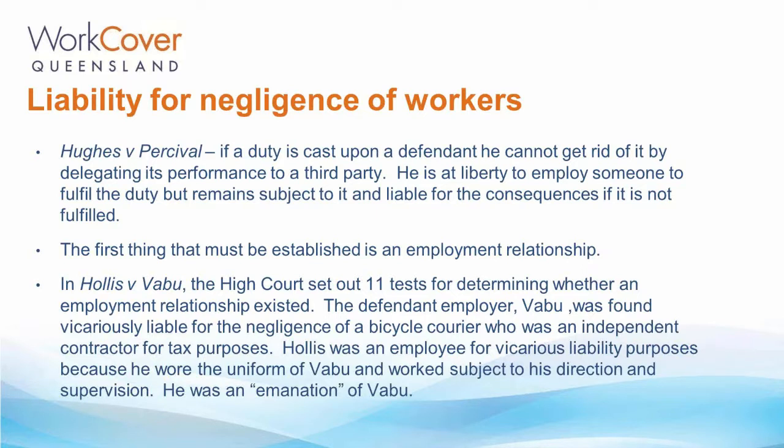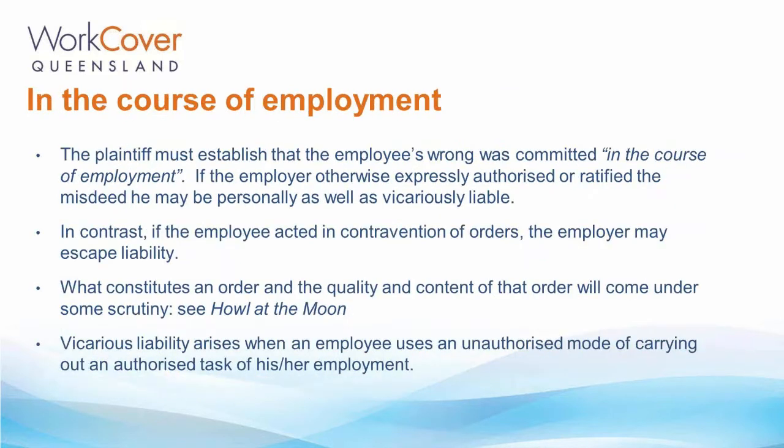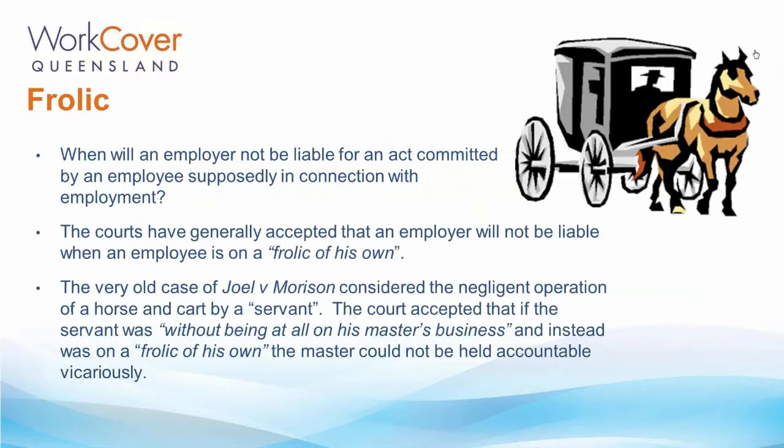Vicarious liability tends to arise when an employee uses an unauthorized mode of carrying out an authorized task of his or her employment. When will an employer not be liable for an act committed by an employee? The courts have generally accepted that an employer will not be liable when an employee is on a frolic of his own. There's a very old case of Joel and Morrison, which considered the negligent operation of a horse and cart by a servant. The court accepted that if the servant was without being at all on his master's business and instead was on a frolic of his own, the master could not be held accountable vicariously.